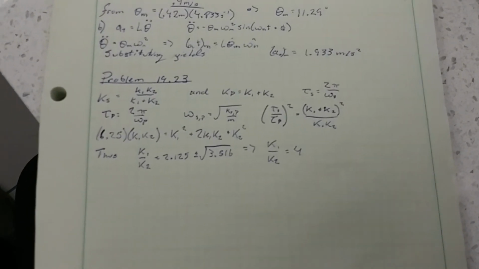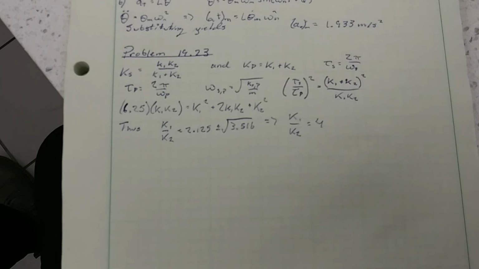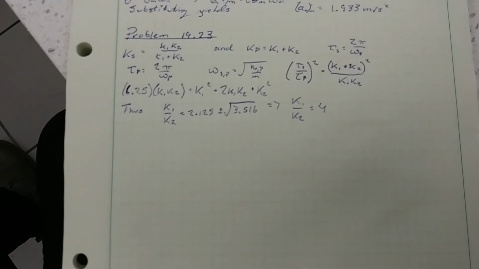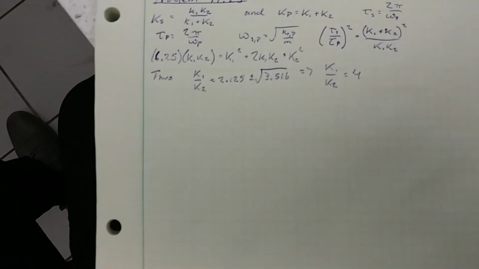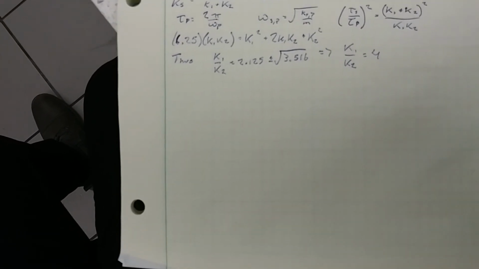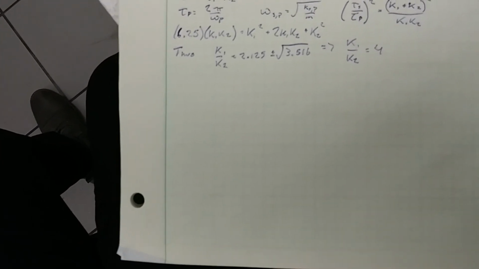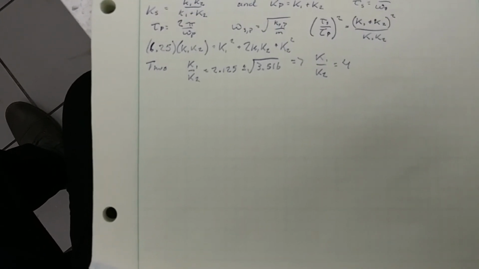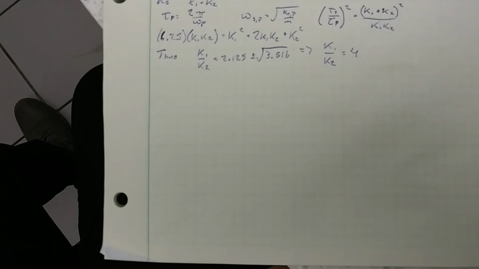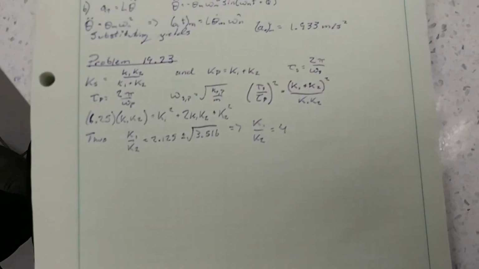Alright, problem 19.23. Two springs of constants K1 and K2 are connected in series to a block A that vibrates in simple harmonic motion with a period of 5 seconds. When the same two springs are connected in parallel to the same block, the block vibrates with a period of 2 seconds. Determine the ratio of K1 over K2 of the two spring constants.